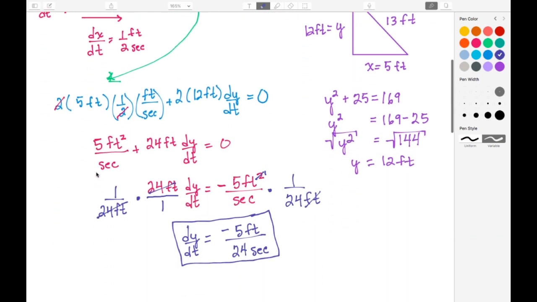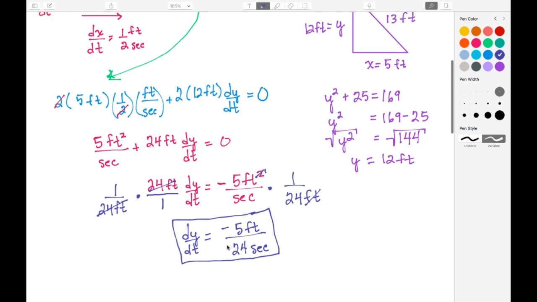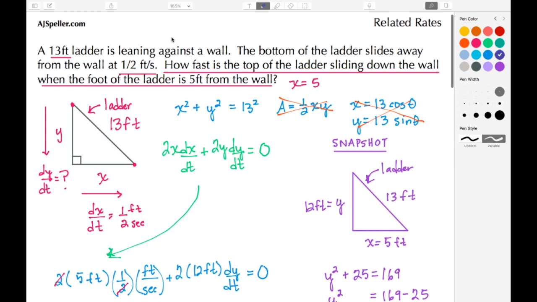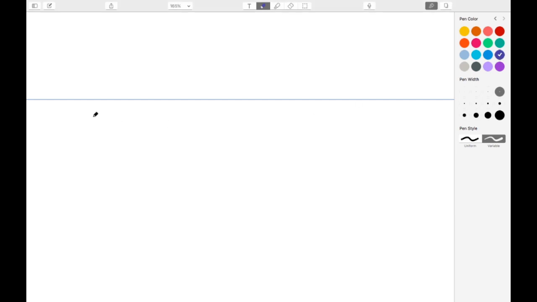Alright, through our calculations, we saw that the top of the ladder is sliding down at a rate of negative 5/24 feet per second. So what we're going to do now is we're going to actually model this problem with a graphing tool. So let's begin by using this equation here, x squared plus y squared equals 13 squared. So let's just write that in. X squared plus y squared is equal to 13 squared.